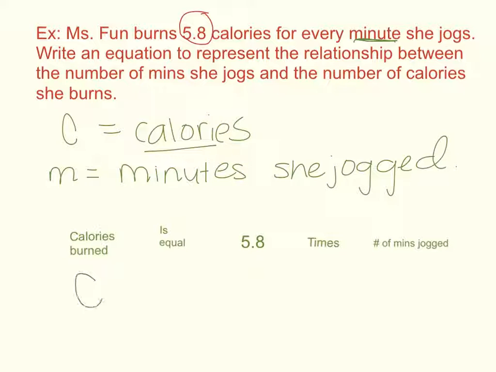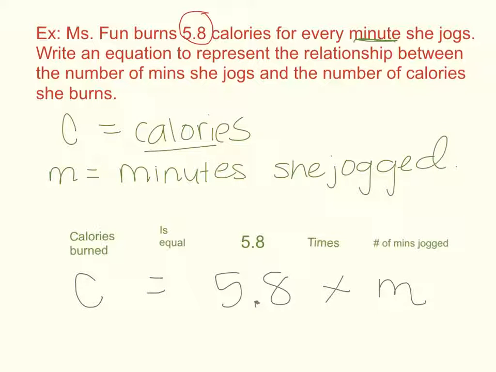variable C. C is equal to 5.8 times the number of minutes jogged, and we don't know that because that might change depending on the day. So our equation is C equals 5.8m, or 5.8 times m. And based on how many minutes she's jogged, it will change how many calories she's burned.